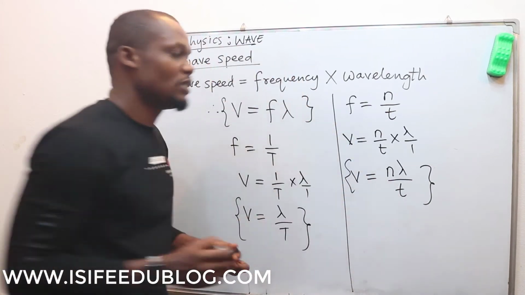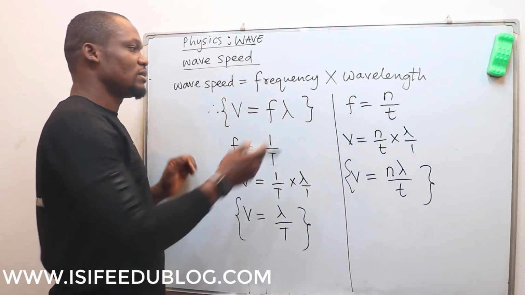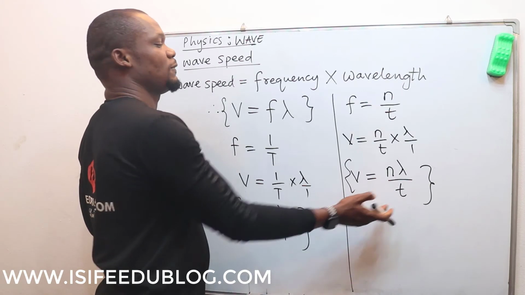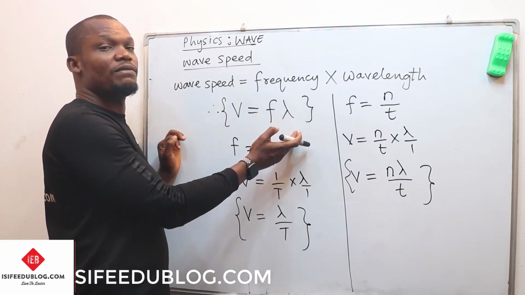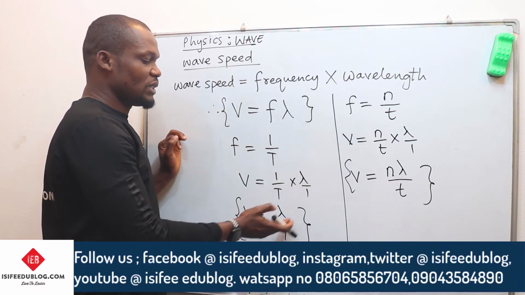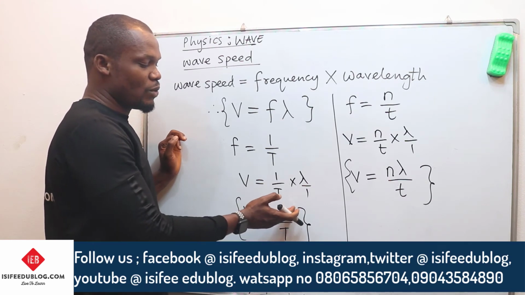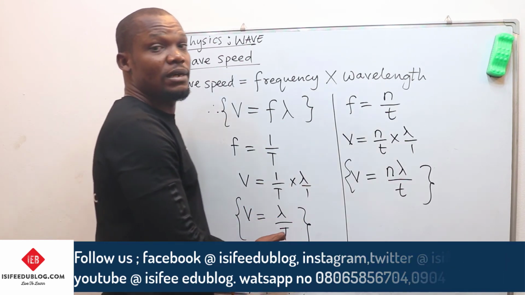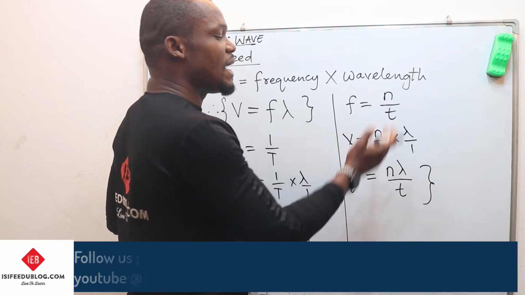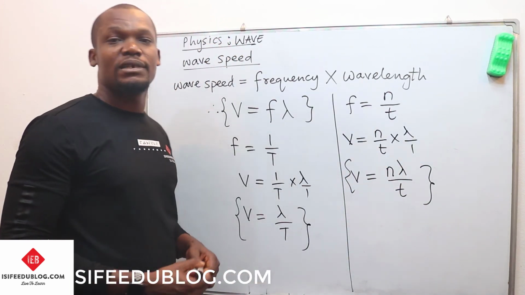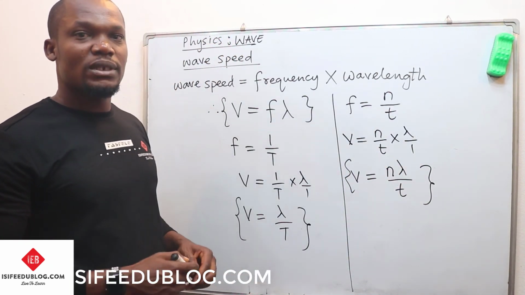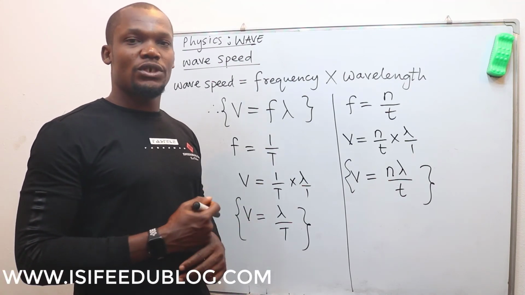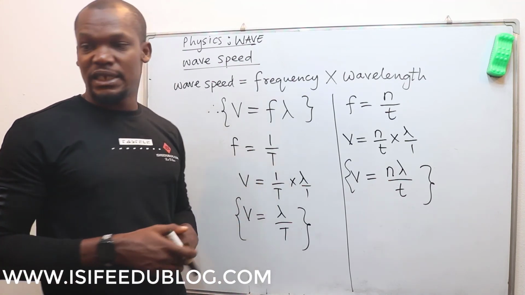So from this, we have established 3 formulas for wave speed: frequency times wavelength, wavelength divided by the period, and n lambda divided by t. Let us take a few questions from this and see how it works.